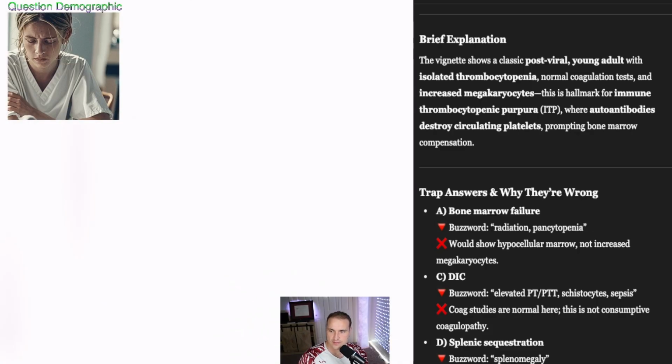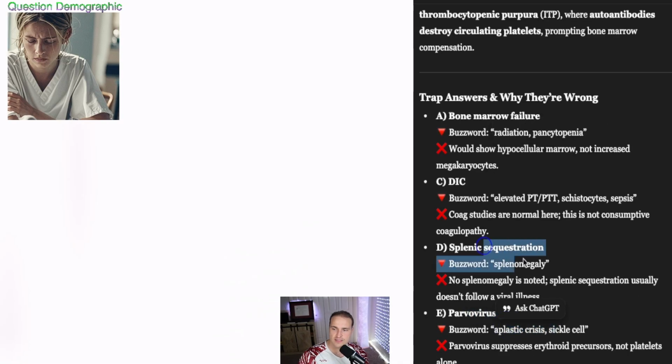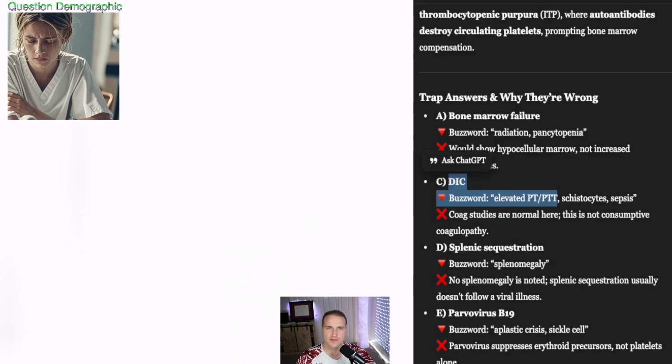Here are some trap answers. Bone marrow failure, that would have hypocellular marrow. B19 is aplastic. Splenic sequestration, splenomegaly, but here actually they didn't mention splenomegaly, interestingly enough. But the sequestration would not necessarily come from a viral illness. DIC, elevated PT and PTT. And just briefly on the spleen, you might ask, okay, if platelets are being destroyed in the spleen, then why would the spleen not be the answer or in the answer?